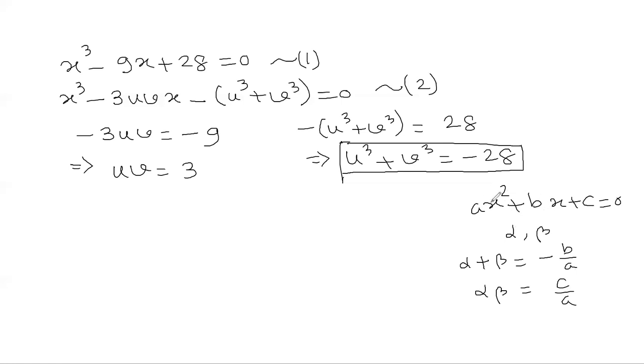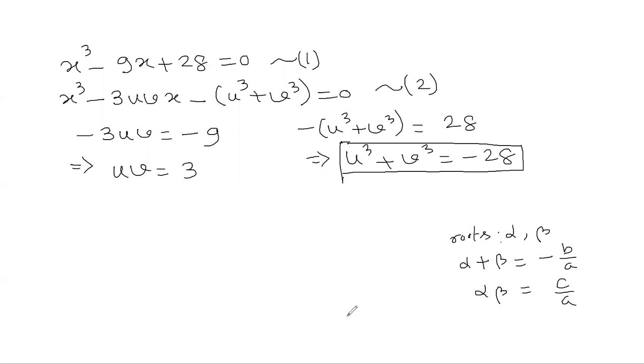Similarly, suppose this equation is not known to you, but you have the sum of two roots and the product of two roots of some equation. Instead, you have the information that the sum of alpha and beta is given by minus b by a, and the product of alpha beta is given by c by a, right? So I have to form the equation whose roots are alpha and beta, right?